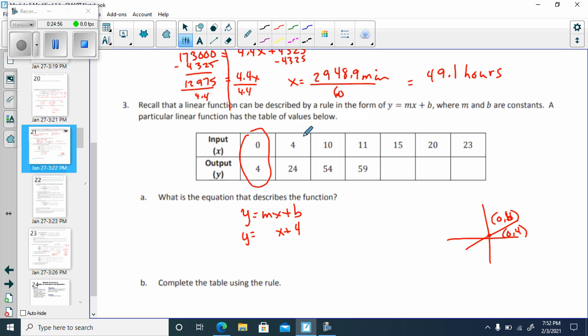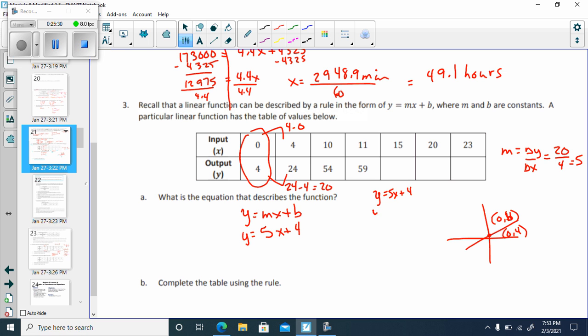Now we simply need to find our m. Our m is change in y over change in x. Let's find 2 points, it doesn't matter which two. Our change in y is 24 minus 4, which is 20. Our change in x would be 4 minus 0, which is 4. 20 divided by 4 is 5. So y is equal to 5x plus 4.